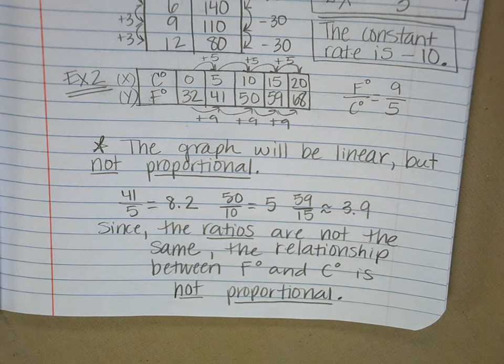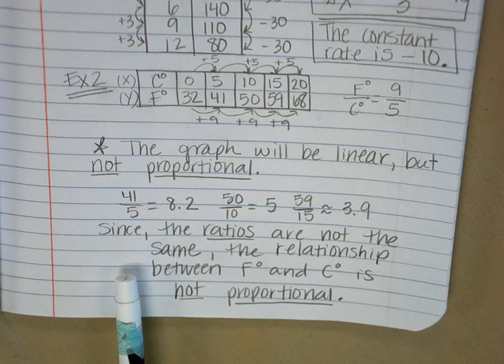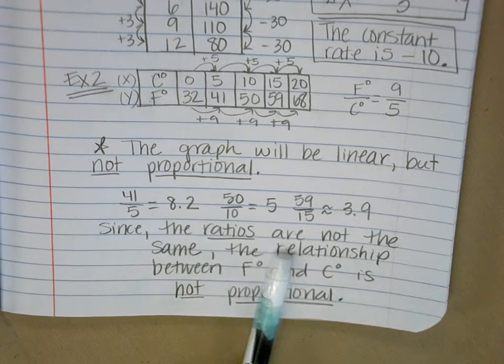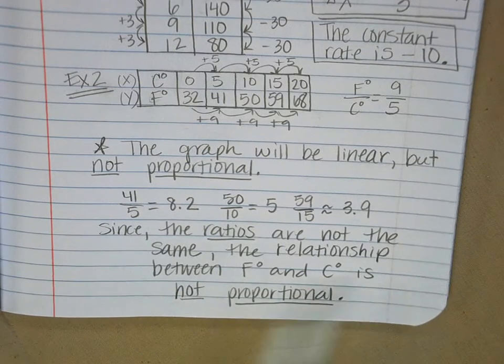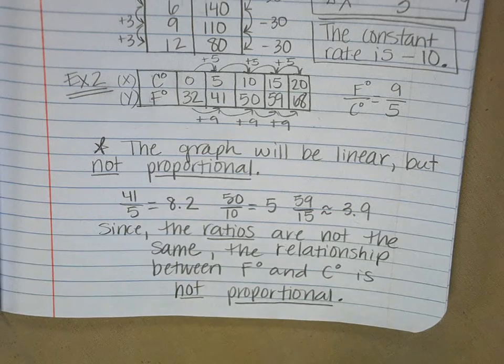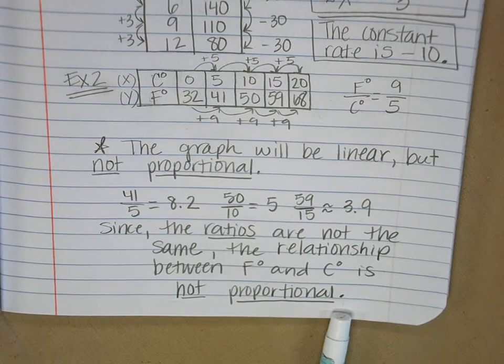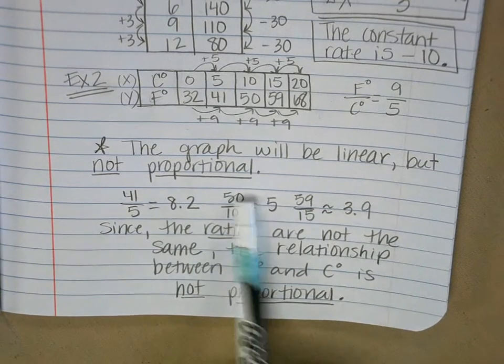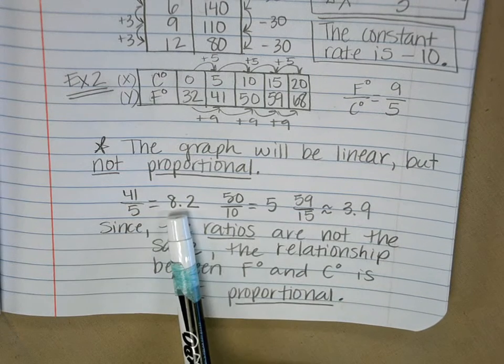All right, so again, since the ratios are not the same, the relationship between Fahrenheit and Celsius is not proportional. These ratios are not the same. Any questions on that?